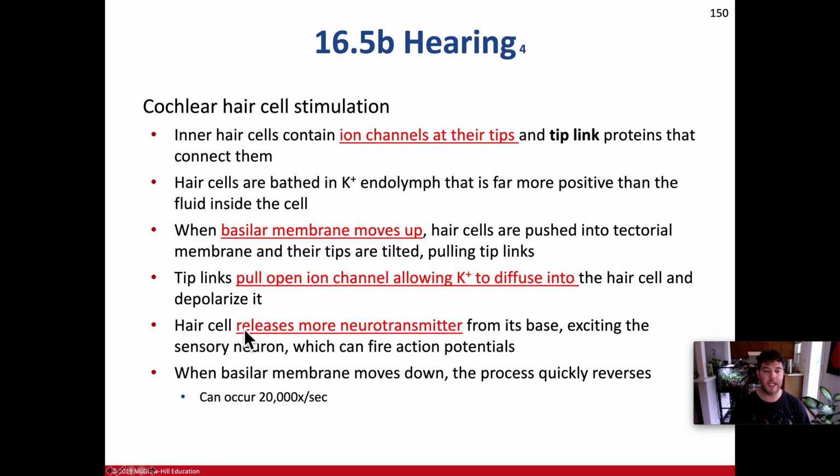Once the cell is depolarized, it releases more neurotransmitter from its base, exciting the sensory neuron, which can then fire action potentials. When the basilar membrane moves down, the process quickly reverses, and this can occur 20,000 times per second, which is just incredible to me that the basilar membrane can move up and down and reset itself, transmitting signals 20,000 times per second. It's very impressive.